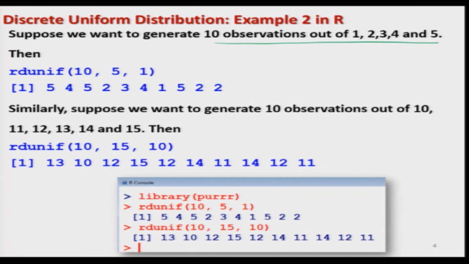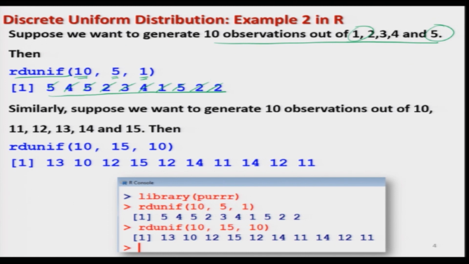Doing this in R is very simple. Just write rdunif, the number of observations 10, and the values of b and a. These are 5 and 1, because 5 is the maximum value and 1 is the minimum value, and 1, 2, 3, 4, 5 are all integers. Now you can see you are getting values like 5, 4, 5, 2, 3, 4, 1, 5, 2, 2. You can count 1 to 10, so you have got 10 values lying between 1 and 5, and you can believe that you have conducted an experiment and these are the 10 outcomes.